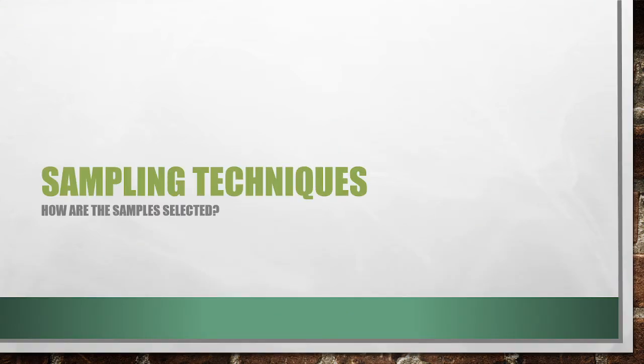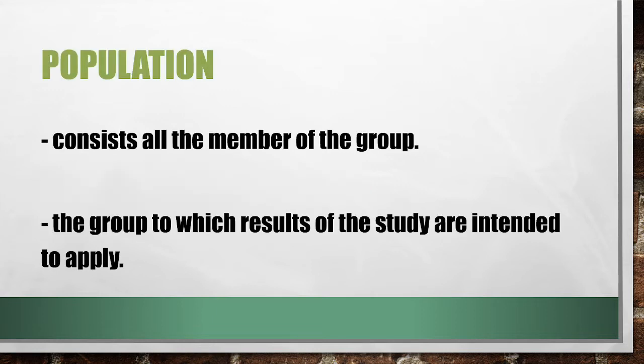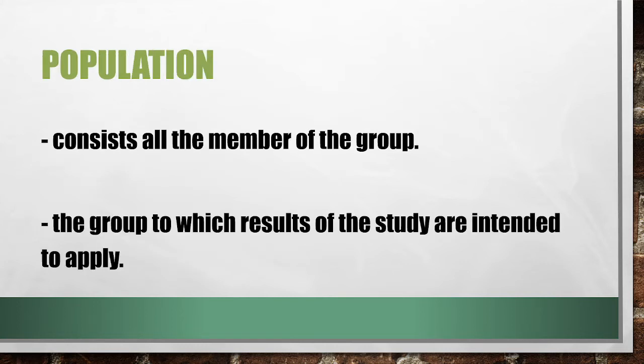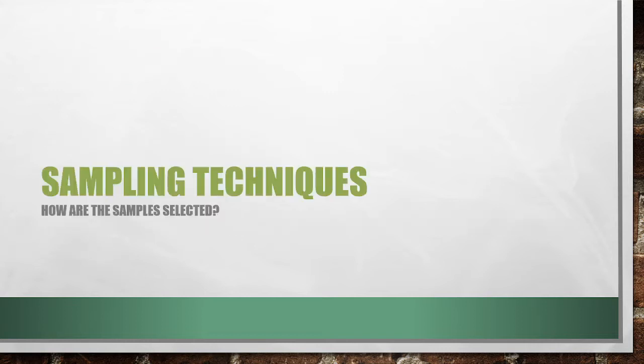Sampling techniques are just a method on how we select our samples. And by samples, as we have discussed in the last video, a sample is just a portion or part of the population of interest selected for analysis. It is a group of individuals, objects, or events in a research study in which information is obtained. And some of you may be thinking, what is population? Population consists of all of the members of the group to which the results of the study are intended to apply.